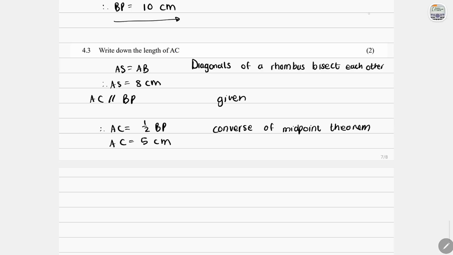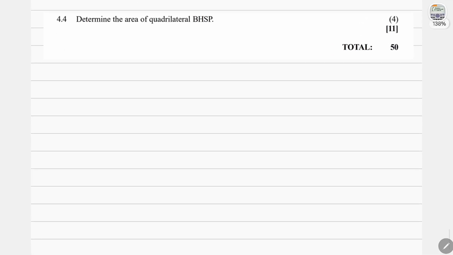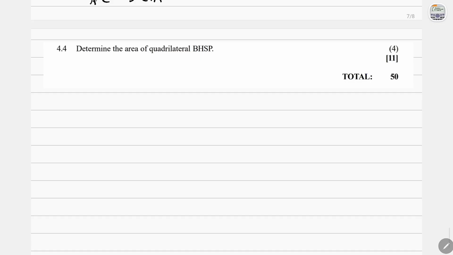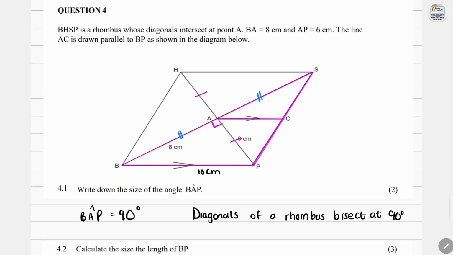Moving on to the next question. Question 4.4, again, this is also a question that was asked in the 2024 exam. Determine the area of quadrilateral BHSP. Okay, so we want the area of this quad that we have. This quad is a rhombus, but do you see how it is made up of two triangles? We have this triangle over here and we have this triangle over here, but we have to use useful triangles. So to find the area of a triangle, we saw in analytical geometry that it is a half multiplied by the base multiplied by the perpendicular height.